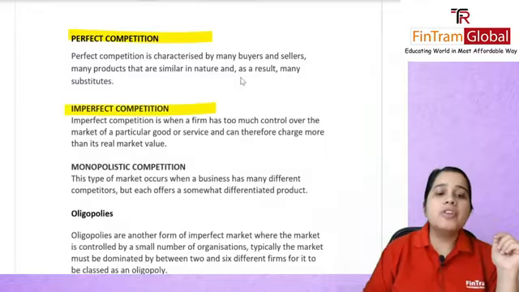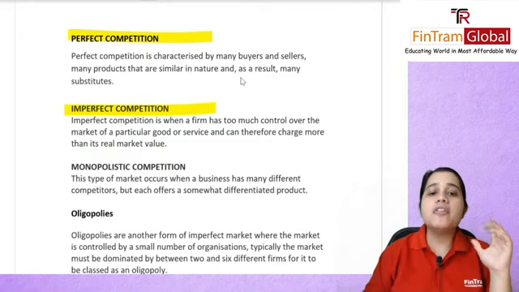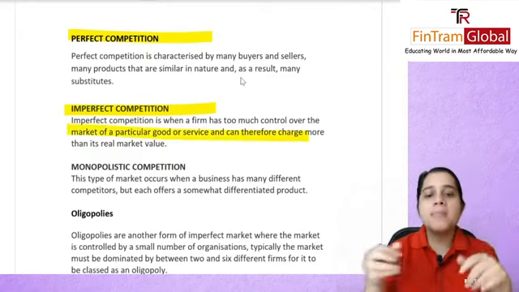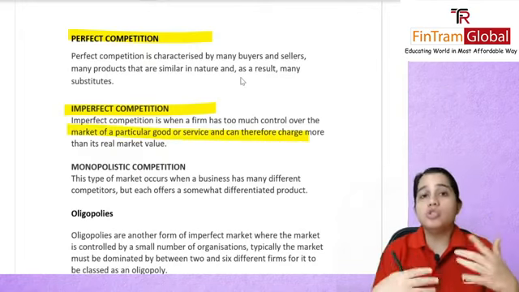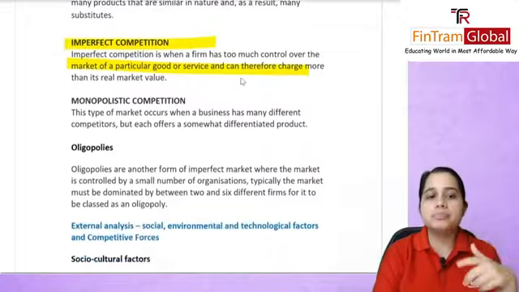Then you have your imperfect competition. This is wherein one firm or a few firms have too much control over your market, and therefore they can go ahead and charge anything, because there are not many people, or much competition.